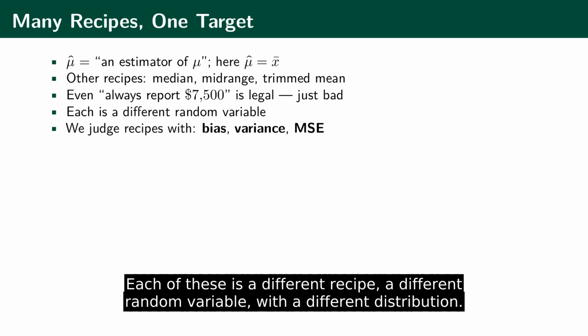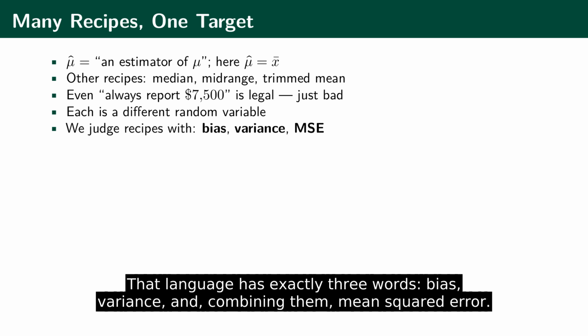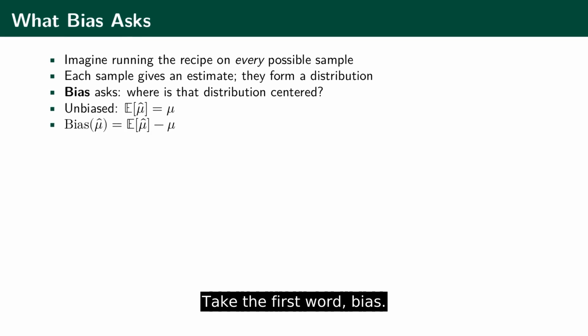The job of this chapter, and really of the whole field of econometrics, is to develop language for saying which recipes are good and why. That language has exactly three words: bias, variance, and, combining them, mean squared error. Take the first word, bias.